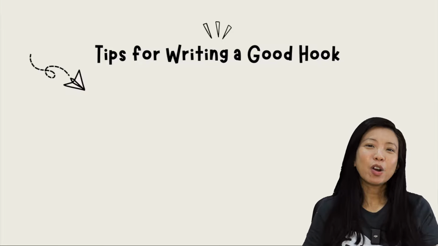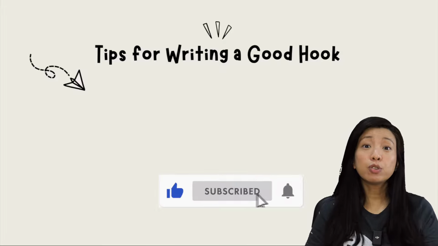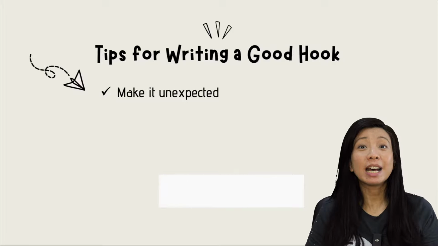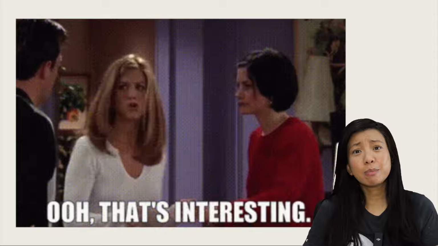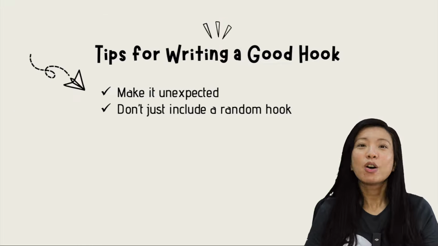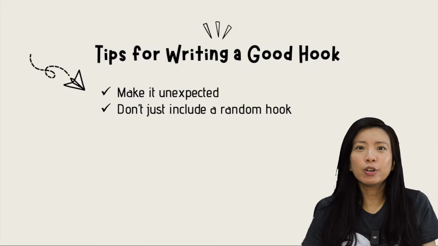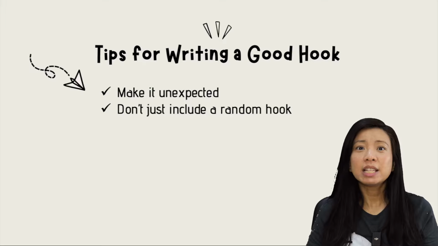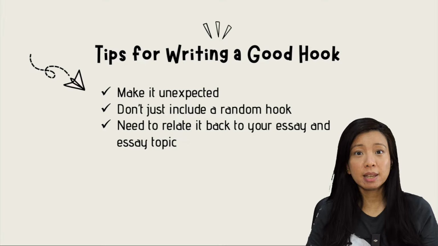Okay, so now that we've gone through 8 common types of hooks, let's look at some tips on how to write a good hook. What you should do is try to make your hook unexpected, because an unexpected hook definitely makes it more interesting for the reader to read. Also, don't just include a random hook. Don't put in a hook just for the sake of putting in a hook. As I mentioned before, it's very important that your hook relates back to the rest of your essay and also your essay topic.